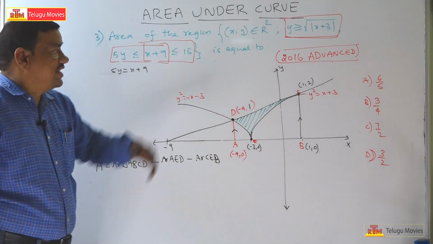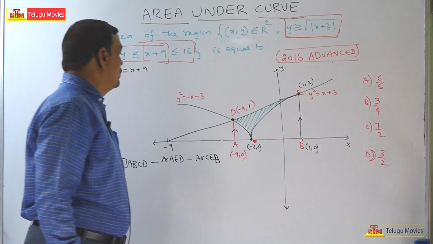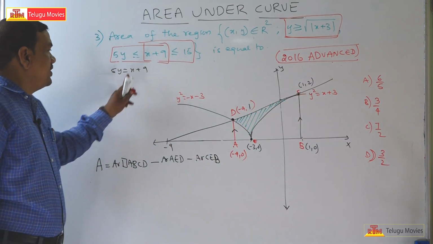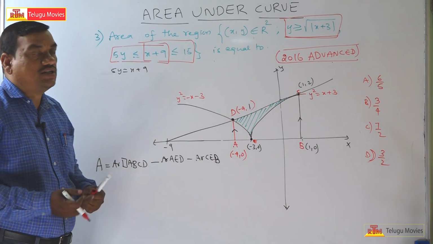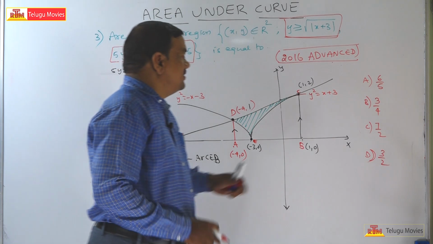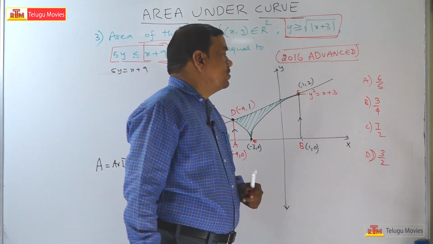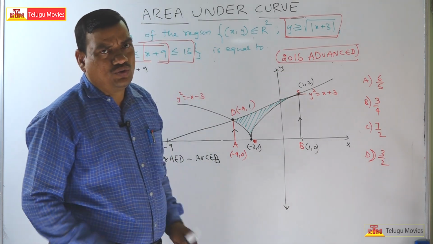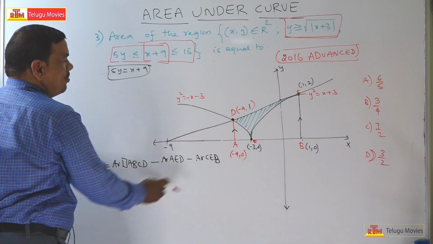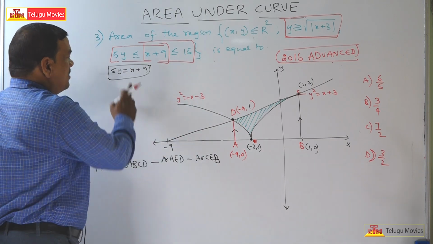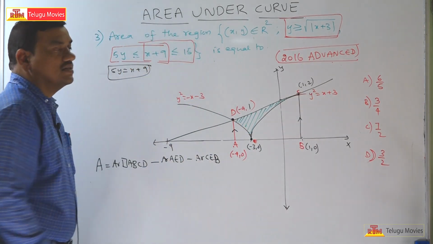Now the other point is 1 comma 2. If you substitute x is equal to 1, 1 plus 9 is 10, and 5y with y is 2 gives 10, so 10 is equal to 10. And in the curve, substituting x is equal to 1, 1 plus 3 is 4, so y square is equal to 4, which means y is equal to 2. Simply solving these equations, you get the points of intersection.